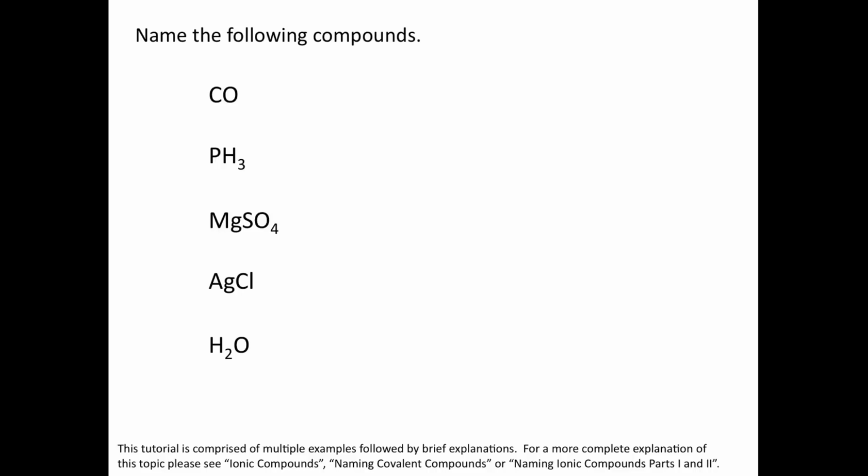CO, carbon and oxygen, are both nonmetals. This must be a covalent compound. The name of this is carbon monoxide. So again, everything gets a prefix unless it's the first element and there's only one of them. So because carbon is the first element in this formula and there's only one carbon atom, it does not need a prefix, but I do need to distinguish that there's only one oxygen atom in this formula using that prefix mono.